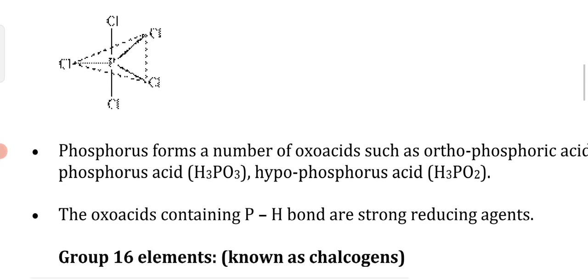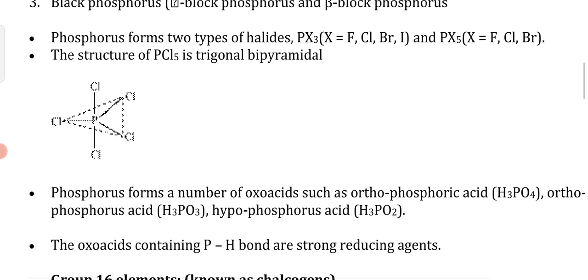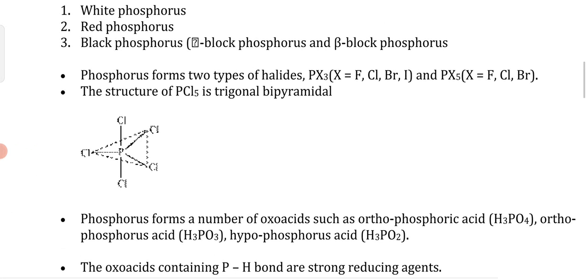Phosphorus can form different types of oxo acids, like orthophosphoric acid H3PO4, orthophosphorous acid H3PO3, and hypophosphorous acid H3PO2. They are oxo acids of phosphorus, and they are very good reducing agents because of the presence of P-H bonds. If you see the structure of the oxo acids, you can see P-H bonds are there, and due to these P-H bonds, they are very good reducing agents.